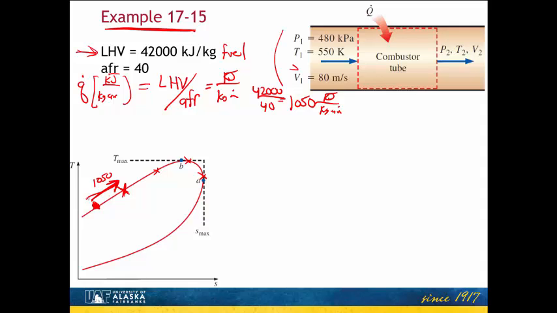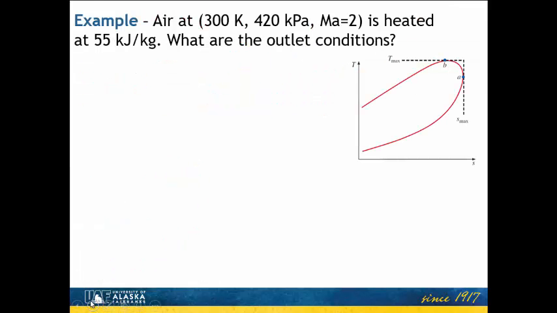Now the other way to do this is to solve it using Rayleigh tables, which are very similar to the shock wave tables we looked at in previous videos. So let's look at another example, and I'll solve it using the table. Here's a problem we're going to solve. Now I have air, and my inlet conditions are 300 Kelvin, 420 kPa, and a Mach number of 2. And I'm heating it, and here I'm giving what the heating rate is, and I'm asked what the outlet conditions are.